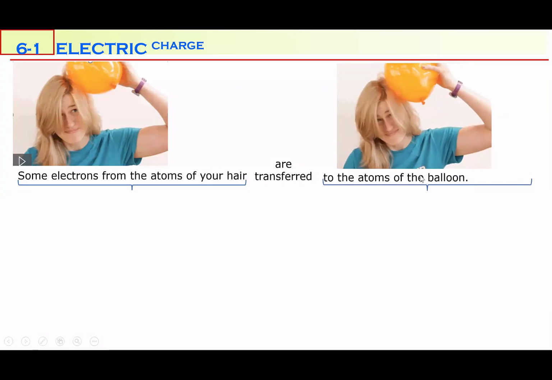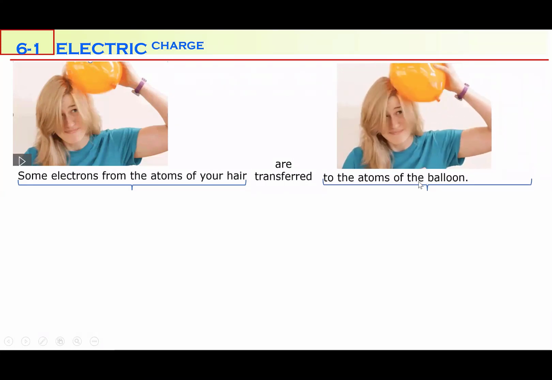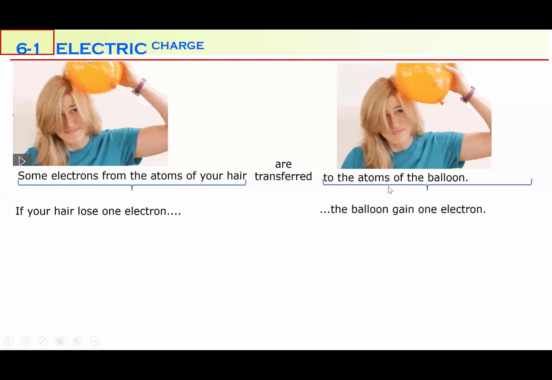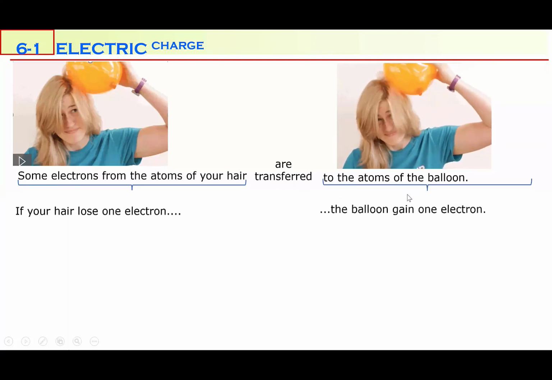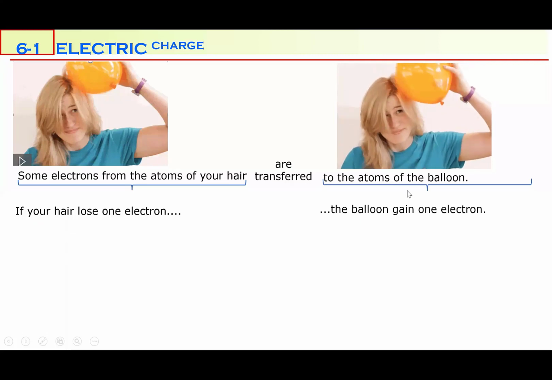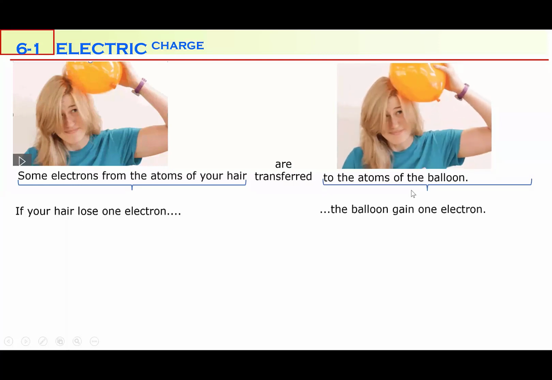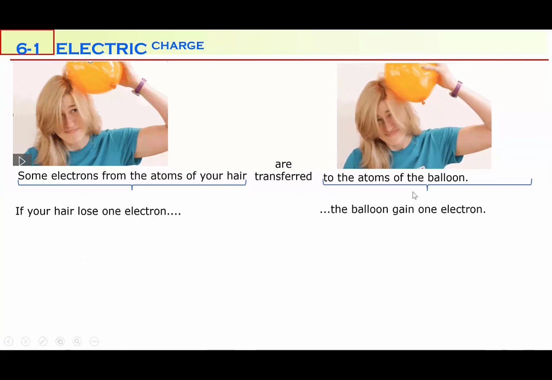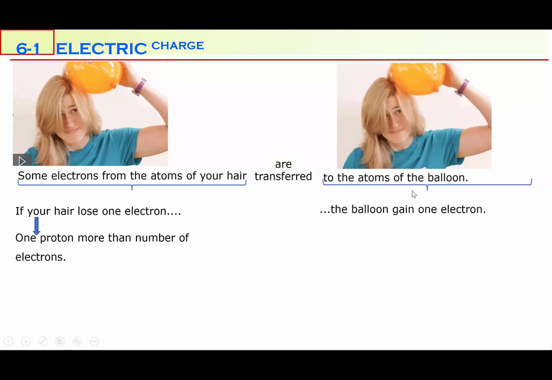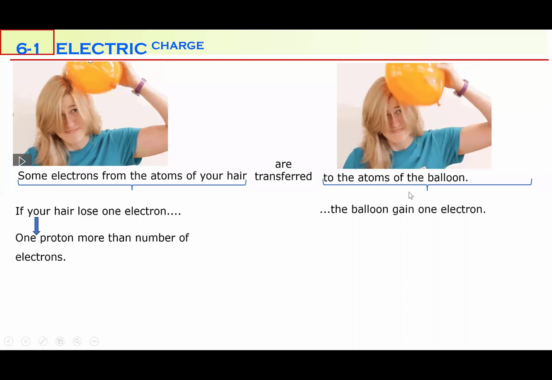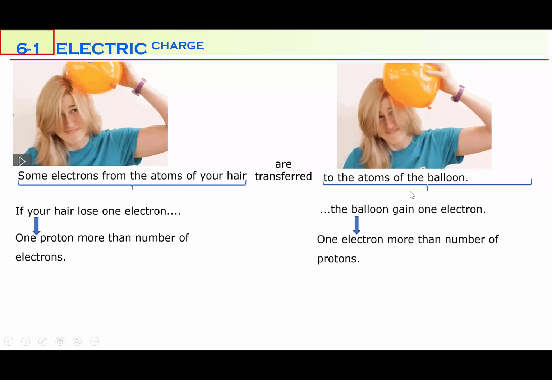And some electrons from atoms of the hair are transferred to the atoms of the balloon. We learned that if your hair loses one electron, the balloon gains one electron. If your hair loses 2 electrons, the balloon gains 2 electrons. If your hair loses 3 electrons, the balloon gains 3 electrons. So in this case, if your hair loses 1 electron, there is 1 proton more than the number of electrons in your hair. But in the balloon, there is 1 electron more than the number of protons in the balloon.